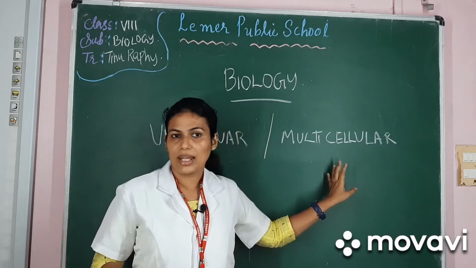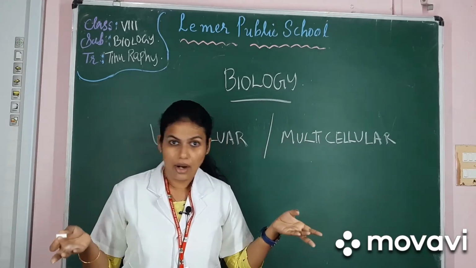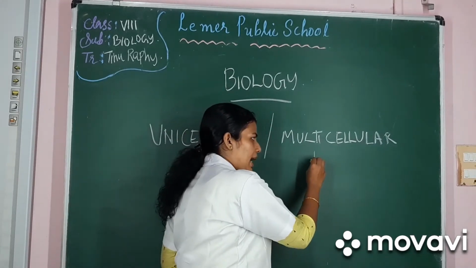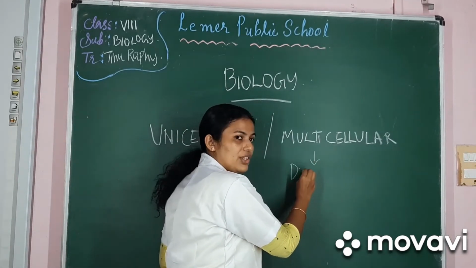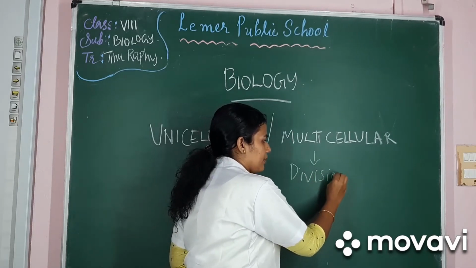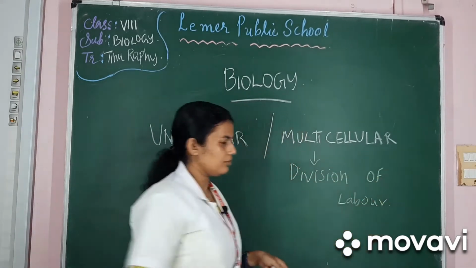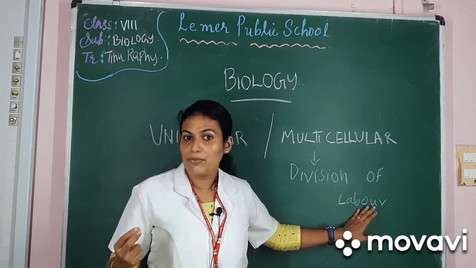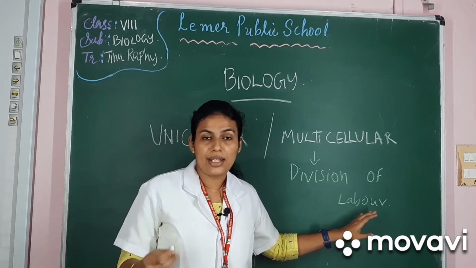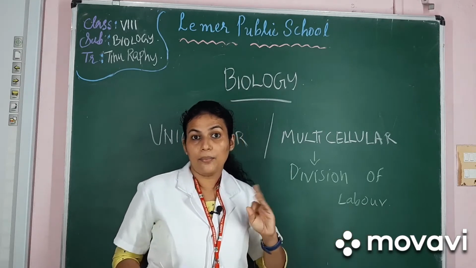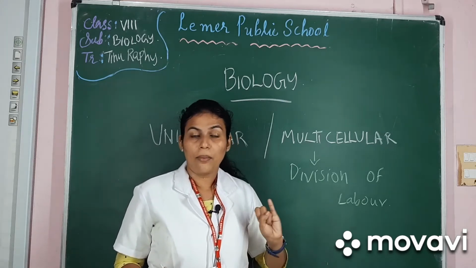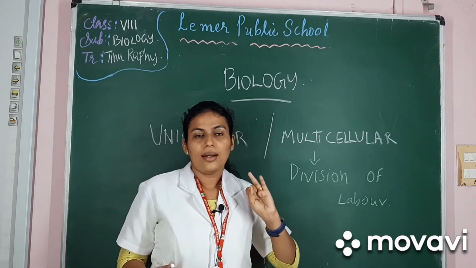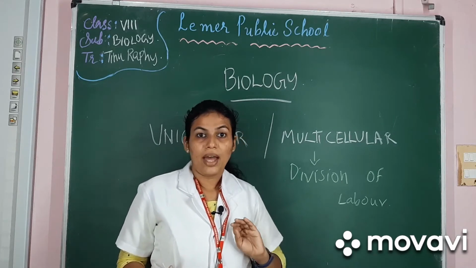And in multicellular organisms, that is all the plants and animals you see around, there is a division of labor. That means different parts of a multicellular organism perform different functions. For example, in humans, various organs like the stomach, heart, brain, etc. The stomach performs the function of digestion. The heart helps in circulation. The brain helps in coordination and movement.